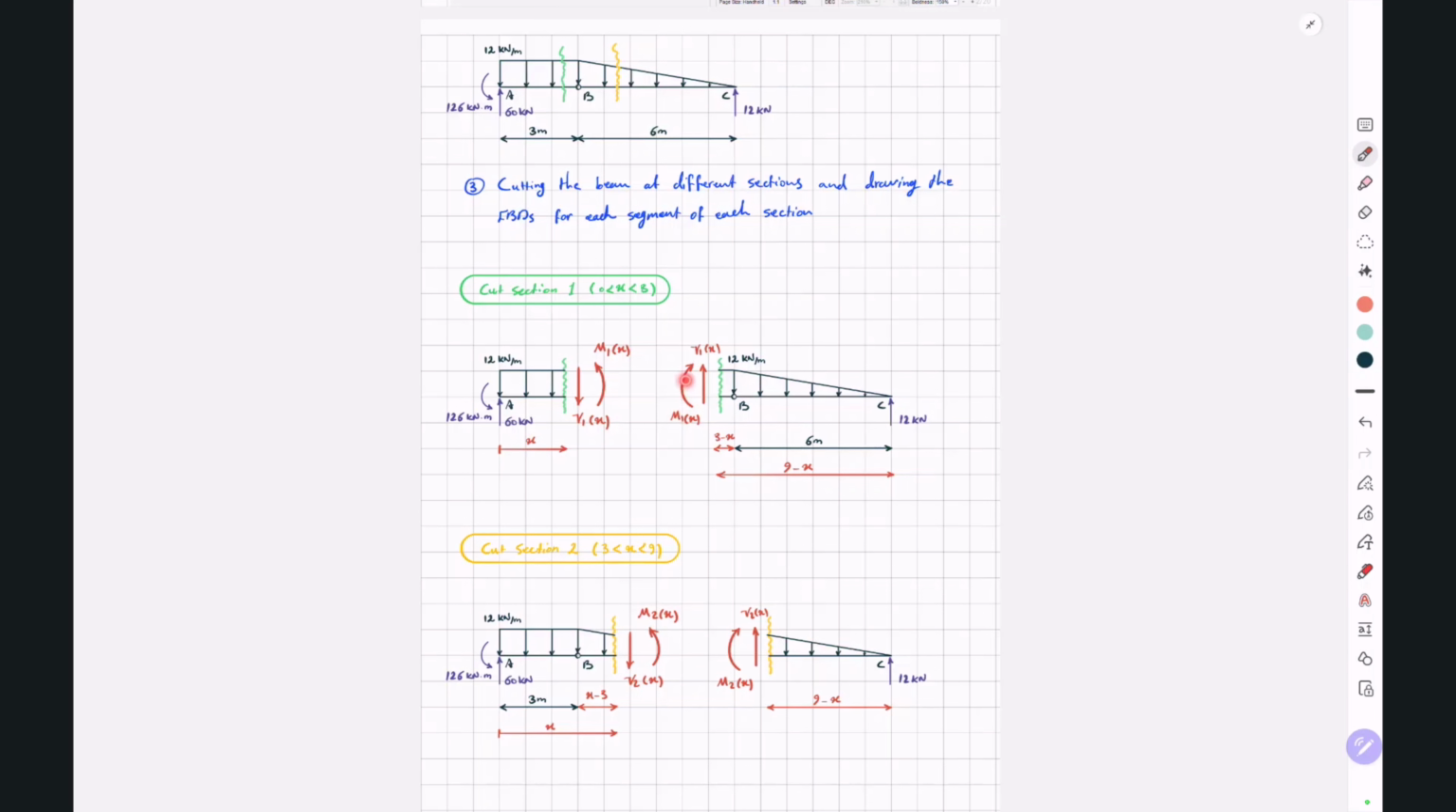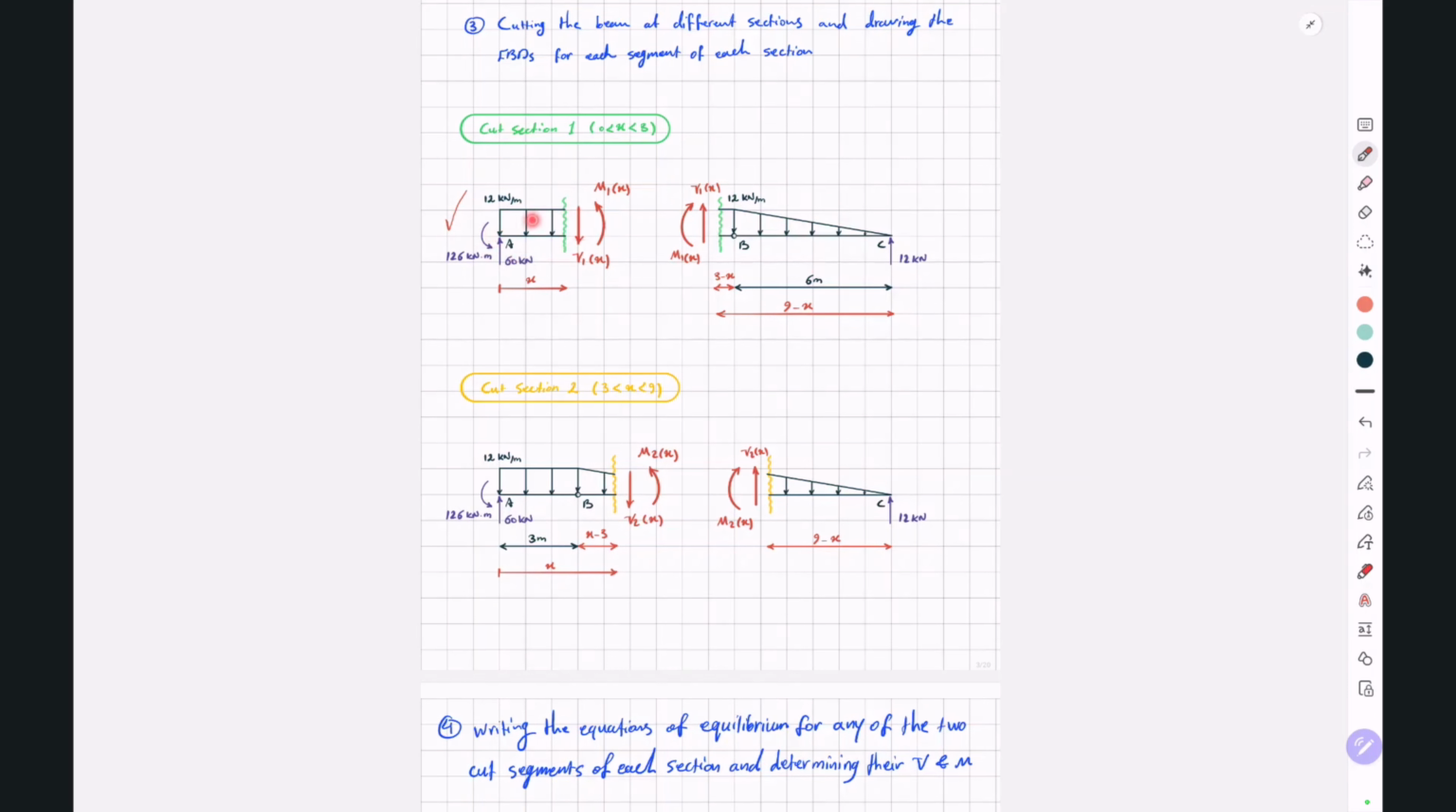And similarly, for the second cut section, or X between 3 to 9, we can either write the equations of equilibrium for the left cut segment and determine V2 and M2, or we can write the equations of equilibrium for the right cut segment and determine V2 and M2. For the first cut section, I'm going to choose the left cut segment because it seems to be easier to analyze. Here we have a rectangular load, but here we have a small rectangular load and a triangular load.